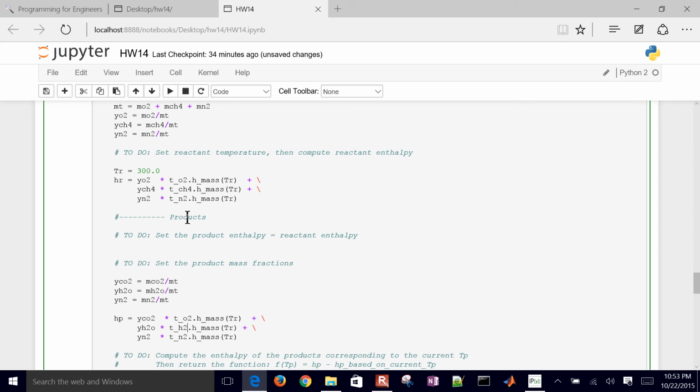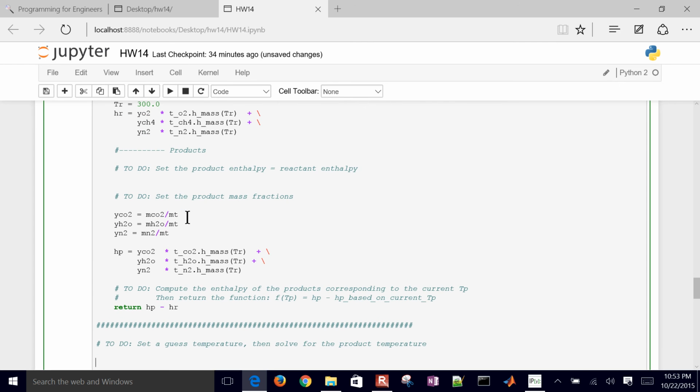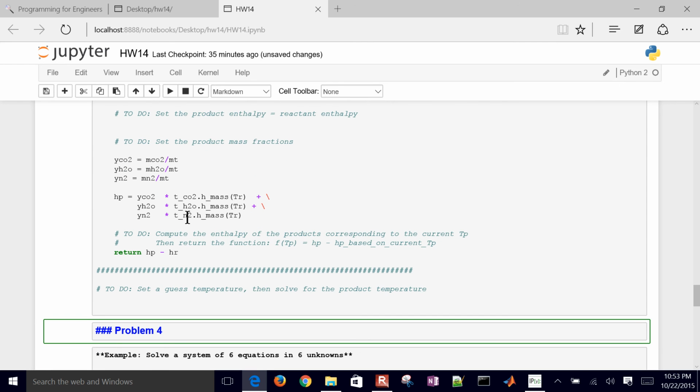Okay, H2O and CO2. So there are my products right there, times the enthalpy with respect to mass, the specific enthalpy. And then I'm just going to return the difference between my product enthalpy and my reactant enthalpy. And so if I have the right temperature, then those two are going to be equal.